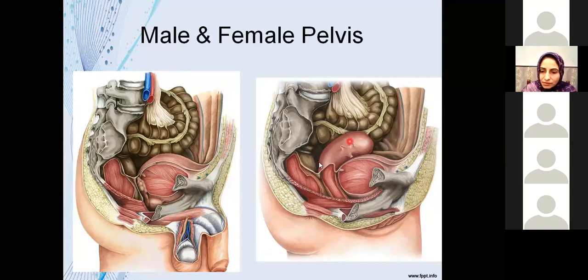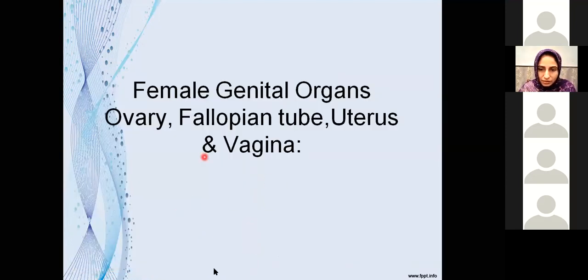In females, the organs are uterus, ovaries, fallopian tubes. All these reproductive organs are lying inside the pelvis. Plus, they are in contact with the urinary bladder as well as posteriorly with the rectum. So, whenever a surgery is done, whenever any procedure is done, these organs are at risk. So let's begin with that scenario.